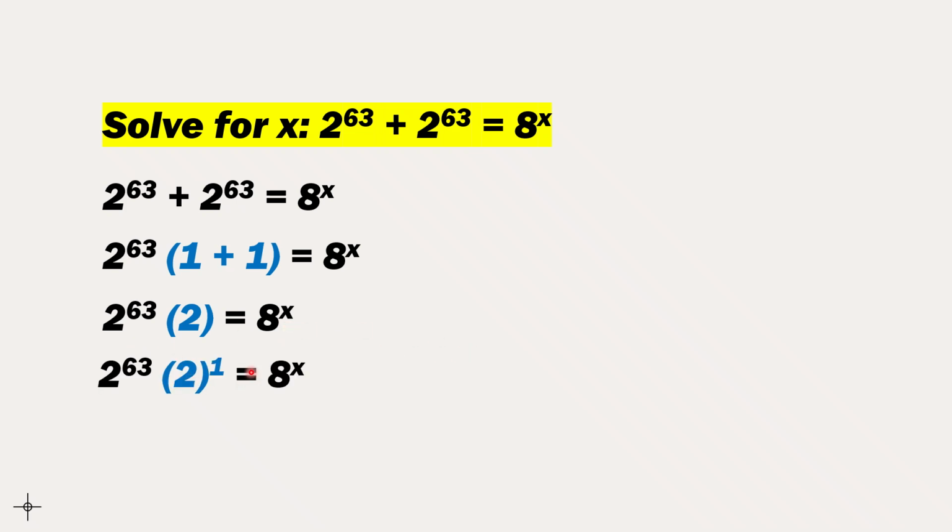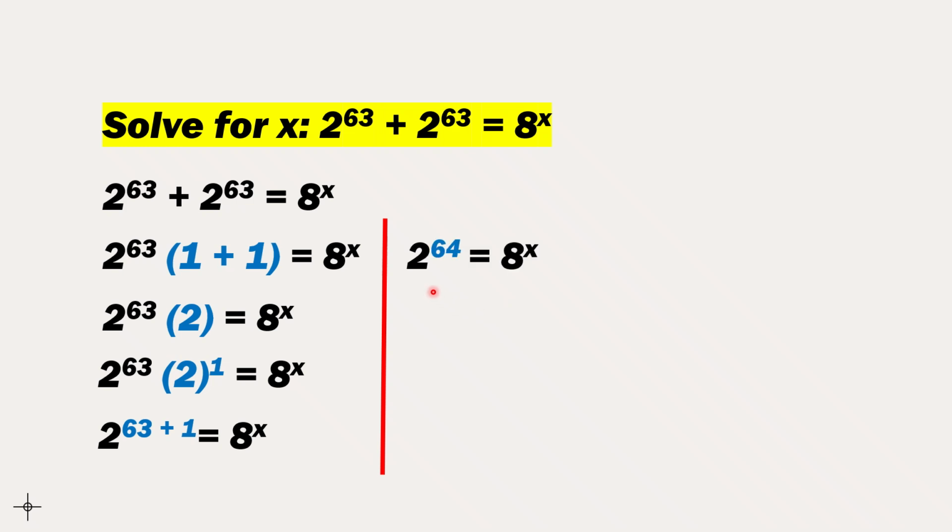Now, remember that there is 1 as an exponent of 2. So therefore, we will now use the laws of exponent, adding 63 plus 1, since you're multiplying with the same base. So 2 raised to 63 plus 1 is equal to 8 raised to x. Let's continue the solution on this side. So that will be 2 to the 64 is equal to 8 raised to x.